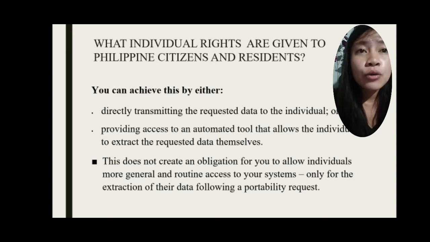So, how can you achieve this? You can achieve this by either directly transmitting the requested data to the individual or providing access to an automated tool that allows the individual to extract the requested data themselves. This does not create an obligation for you to allow individuals more general routine access to your systems, only for the extraction of their data following a portability request.